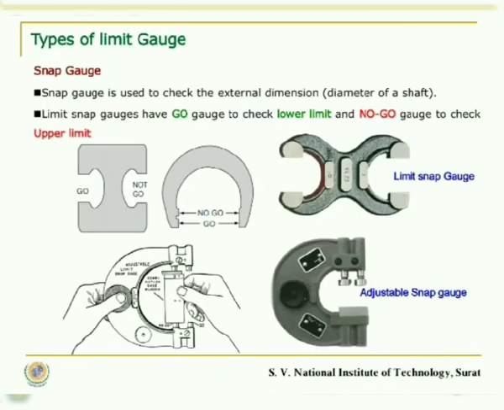The second type of limit gauge is the snap gauge. Snap gauges are used to check some external dimension like the diameter of a shaft. Here also they have fixed go gauge and no go gauge on either side or on the same side. Similarly, there are adjustable snap gauges where the go and no go dimensions can be adjusted as per the requirement. The outermost side is for the go gauge and the inner side is for the no go gauge. As in the case of the previous gauge, here also the go gauge checks the lower limit and the no go gauge checks the upper limit.